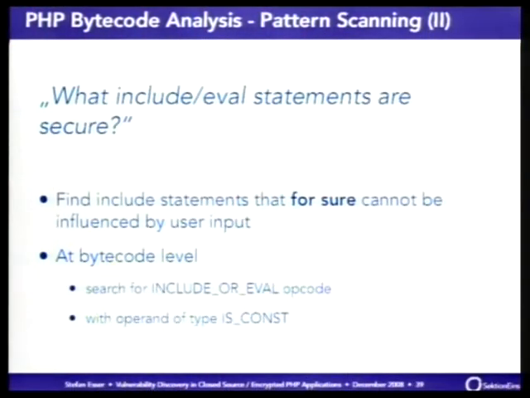The next thing you can do with simple pattern scanning is to answer the question: which include or eval statements are really 100% secure? This is, of course, a question that will not help you in many ways, but at bytecode level, it only means you search for the include or eval opcode, and you check if the operand is a constant. When you have an include or an eval on a constant value, it can't be influenced by user input, so these occurrences of includes or evals are always safe. Now you may think this doesn't help you, but when you have a large PHP application with like 100,000 includes, then have fun grepping through them and checking for yourself whether each one is actually a constant or not. By just checking this simple thing, you can eliminate a lot of false positives.